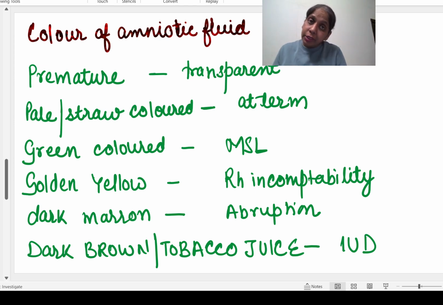In abruption, there is a tear of the spiral arteries, so the amniotic fluid will become red or maroon in color because of the deposited blood.